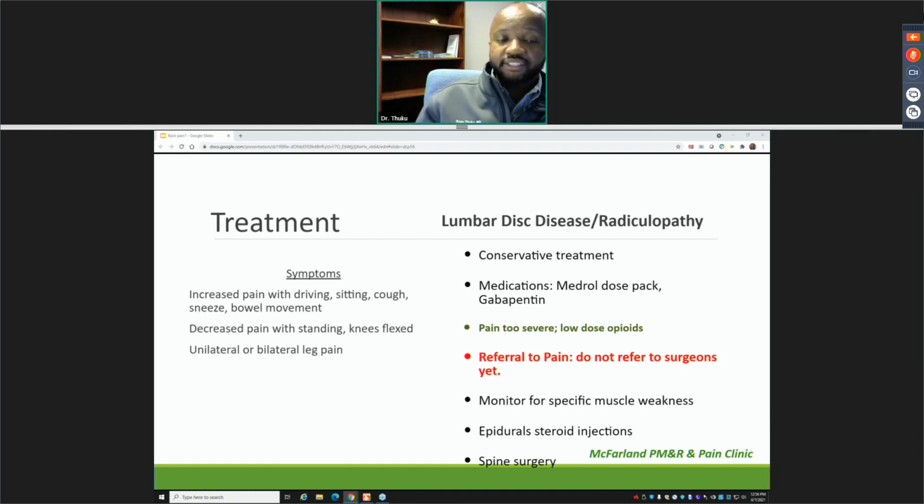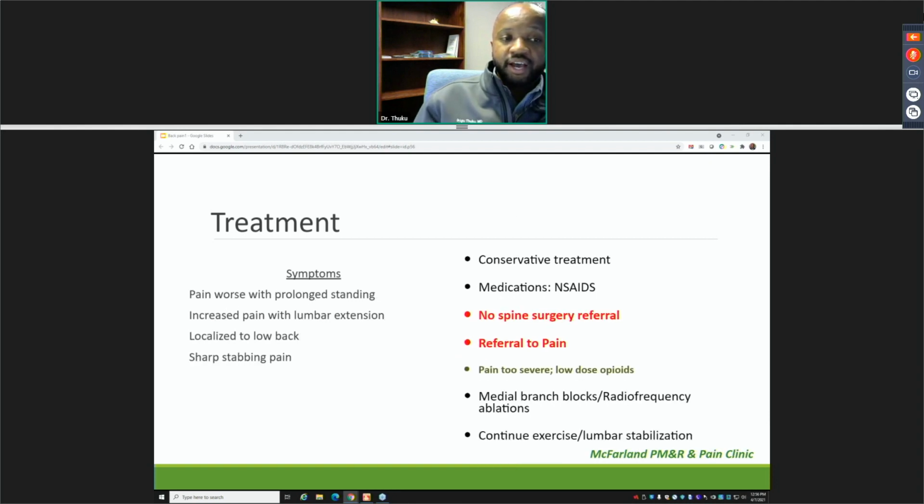Same thing as stenosis, watch for muscle weakness, bladder or bowel issues. Now, the other one that is different from the last two, stenosis and radiculopathy, is when you have a patient with just pain in the back. They don't have any pain relating to the legs. And this is most likely due to facet arthropathy. This one, you do the same thing treatment-wise, but for medications usually use the anti-inflammatories.